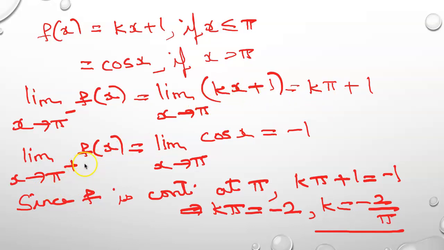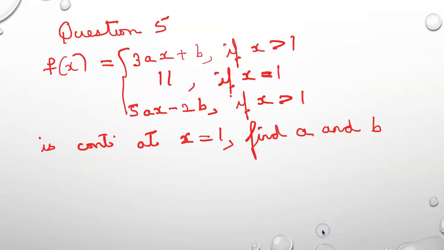The limit as x tends to pi from the right of f(x) will be the limit as x tends to pi of cos x, because pi to the right means x greater than pi, and when x is greater than pi, f(x) is cos x. So when you substitute the limit, you get cos pi, which is minus 1. And since f is continuous at pi, the left-hand limit as x tends to pi from the left of f(x) will be equal to the right-hand limit, that is the limit as x tends to pi from the right of f(x). So I have k pi plus 1 equal to minus 1, or k pi is minus 2, or k is minus 2 by pi.